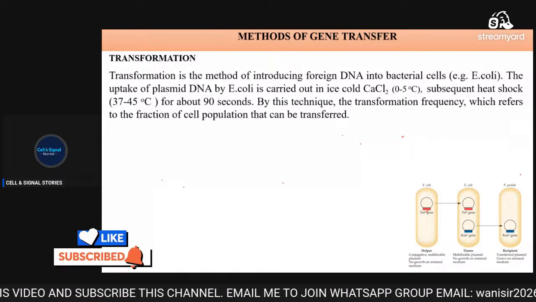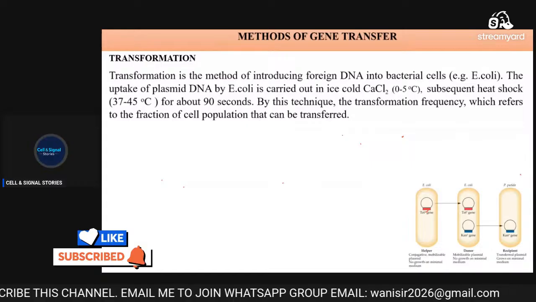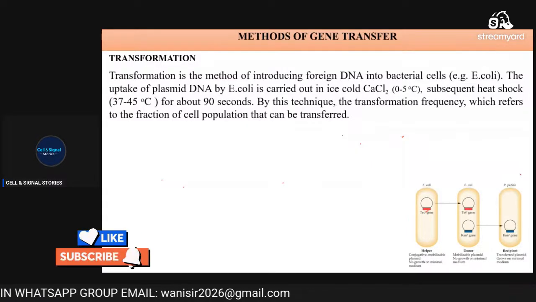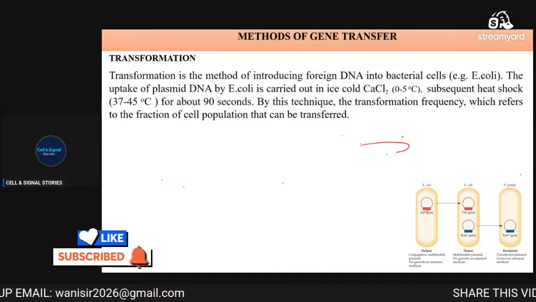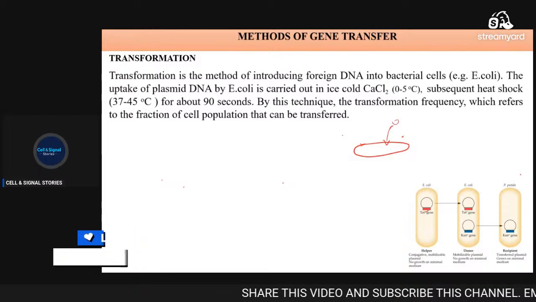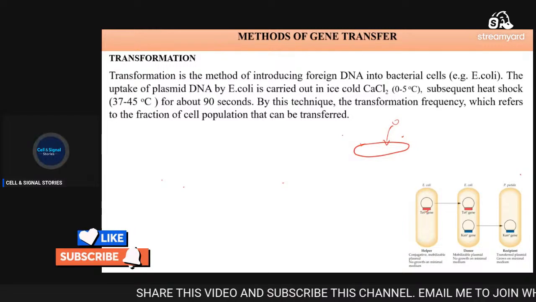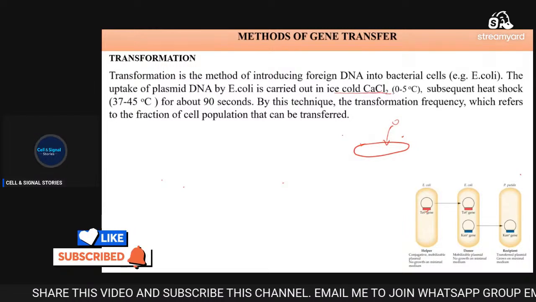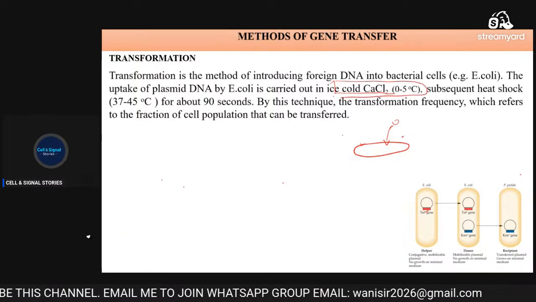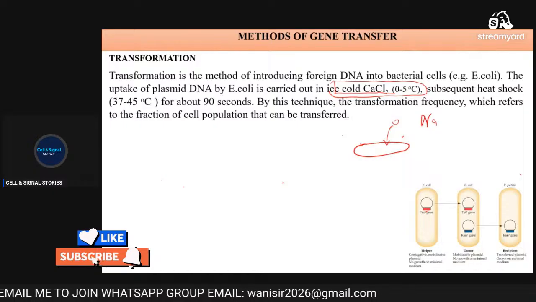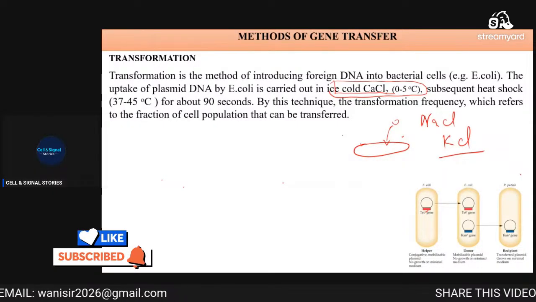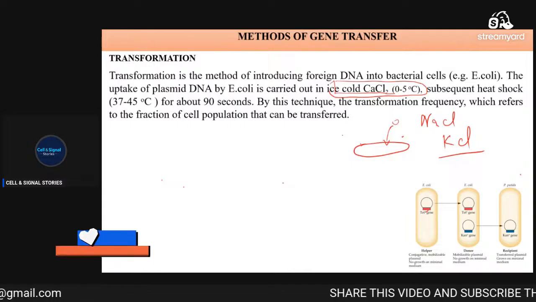So we will try to understand the principle of competence. The principle is that we take the plasmid DNA and the E. coli, and we want to introduce this plasmid DNA into this E. coli, which is carried out using ice-cold calcium chloride. Now we will understand the purpose of using ice-cold calcium chloride. Why can't we use sodium chloride? Why can't we use potassium chloride? Why do we use ice-cold calcium chloride?